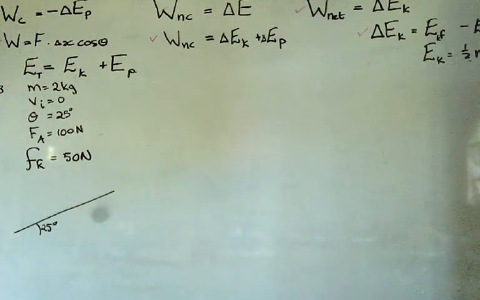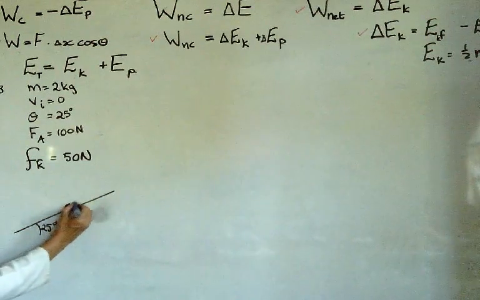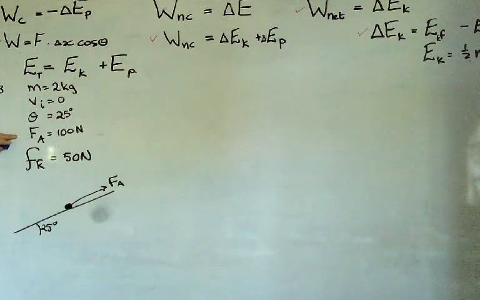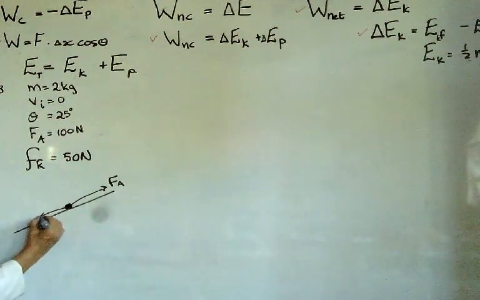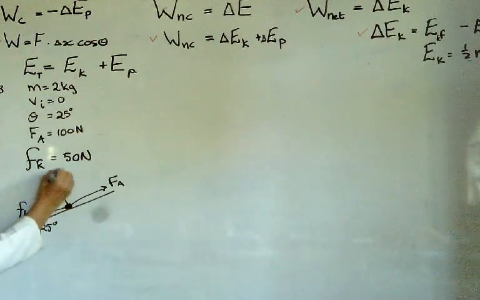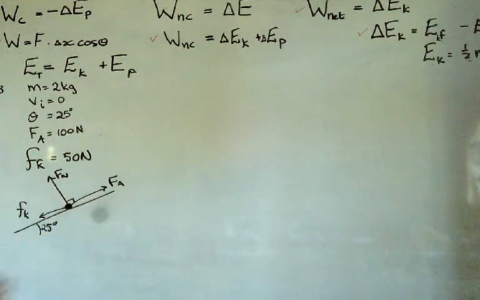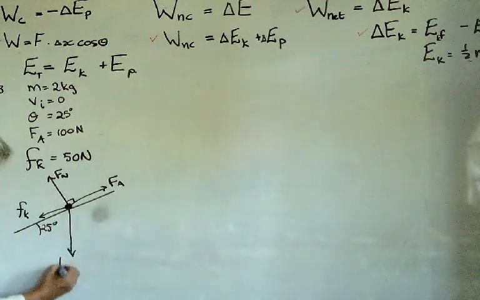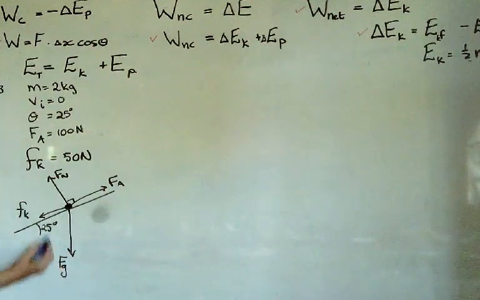So to draw this force diagram, there's an applied force, F applied, 100 newtons. There's a friction, Fk, and there's a perpendicular Fn, but it's 90 degrees to the incline, so it will not do work. There is the Fg, but the Fg's got a parallel component. The parallel component will pull it down the plane.